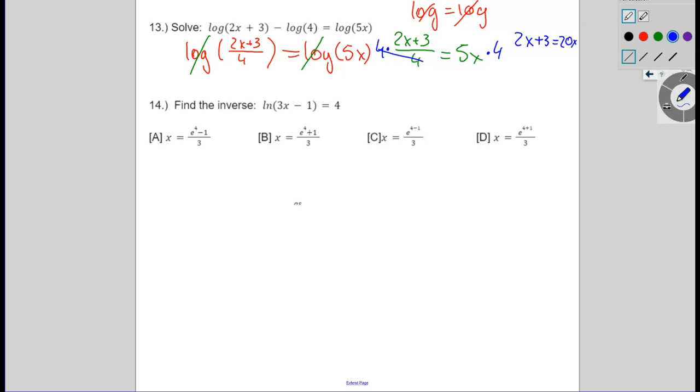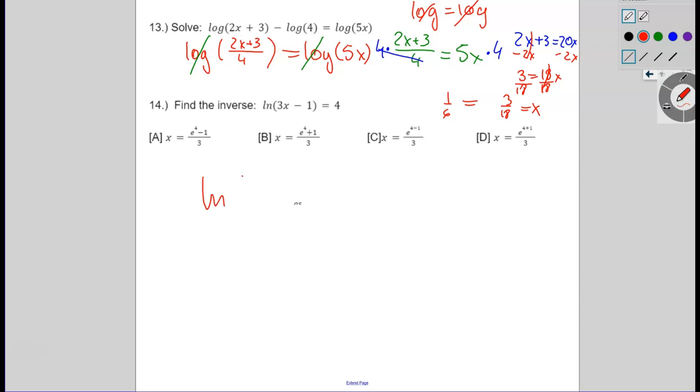Okay, now of course, just a simple math, two-step equation. I'm going to subtract 2x from both sides, which gives me 3 equals 18x, and divide both sides by 18 to solve for x. That gives me 3 over 18, or 1/6. Okay, now here, find an inverse.